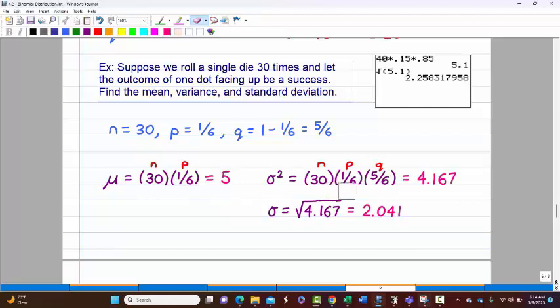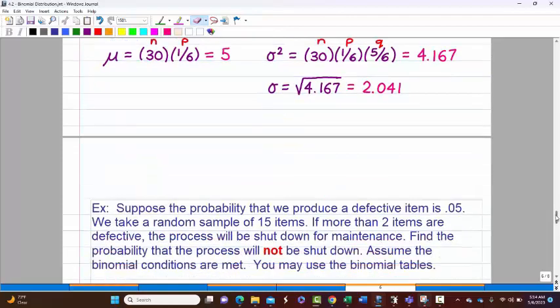So 30 times 1/6 times Q, which is 5/6, 4.167. Standard deviation would be the square root of that. That was 2.041.